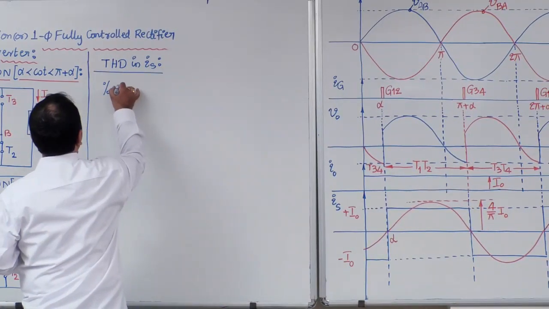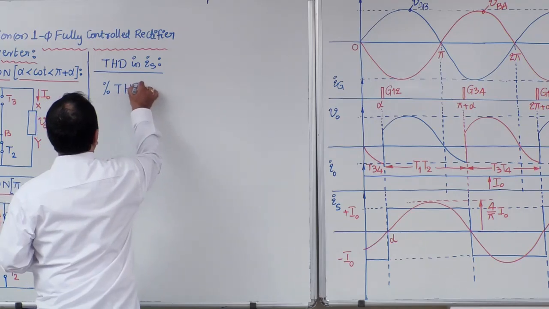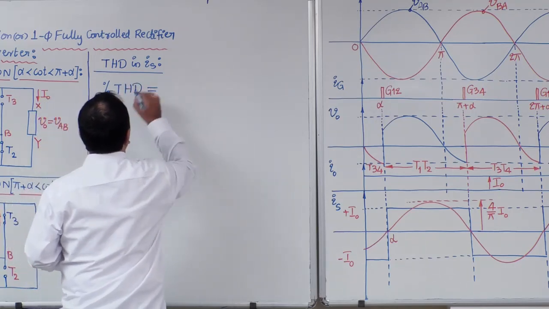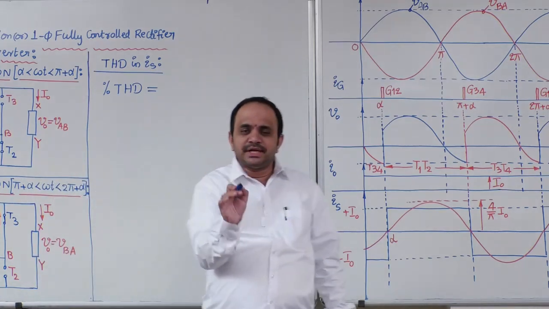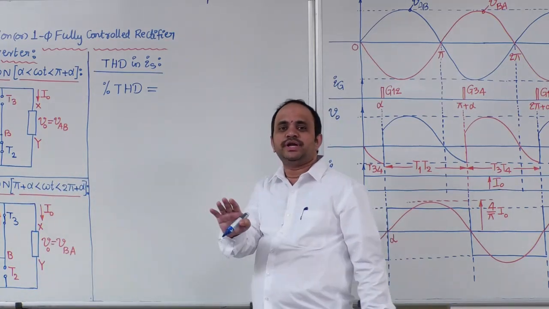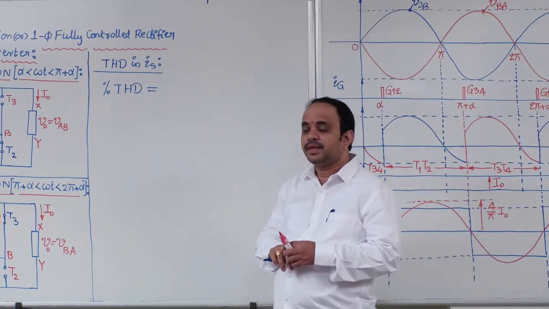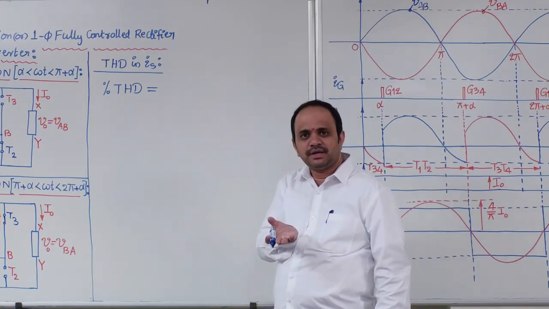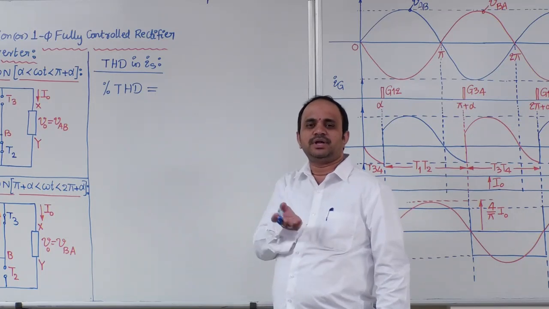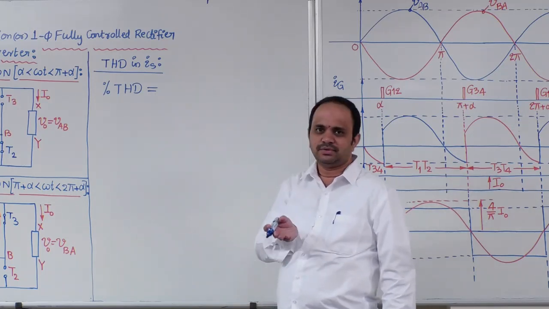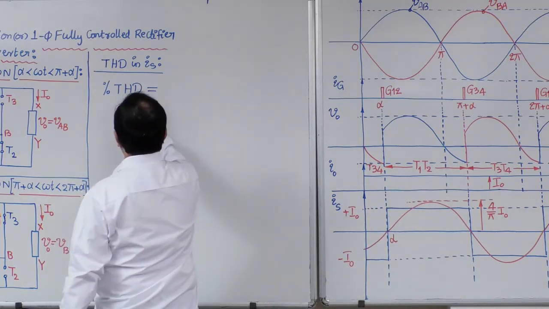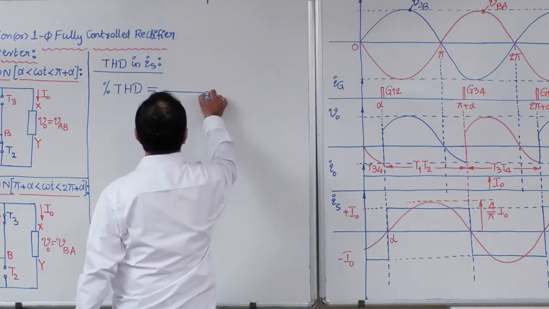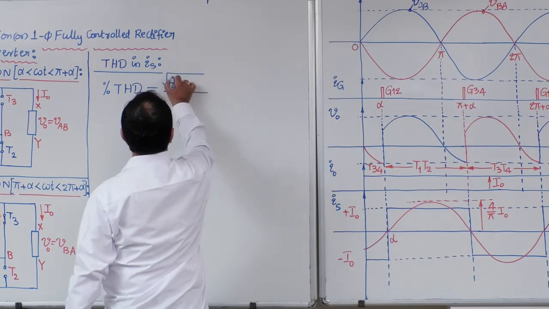The common practice is to express THD in source current as a percentage. Remember carefully, percentage THD in source voltage is not required, because the source voltage is pure sinusoidal. For a pure sinusoidal waveform, total harmonic distortion is 0, so there is no need to calculate it separately. So percentage THD, total harmonic distortion, how can you define this?